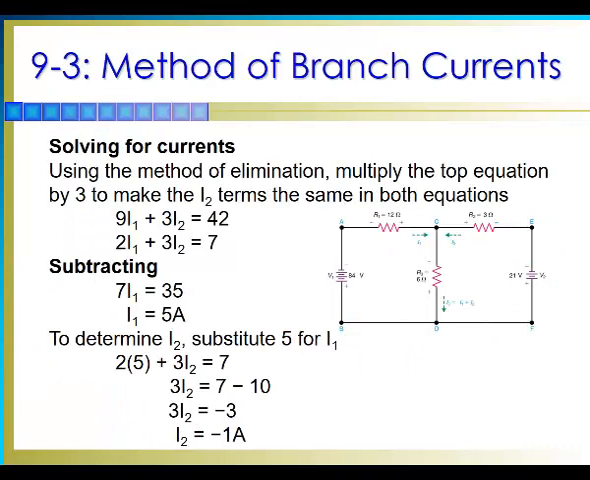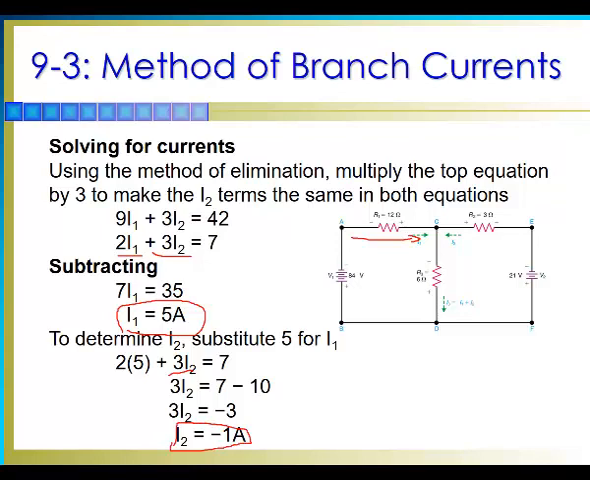So when we solve this system of equations, we find that I1 equals 5 amps. That would be the current going in here. And now that we have I1, we can substitute it into either one of these two equations. Let's take the one at the bottom: 2 times I1, but since we already know that I1 is 5, it will be 2 times 5 plus 3I2 equals 7. From here we can solve for I2, and we end up with I2 equals -1 amp.